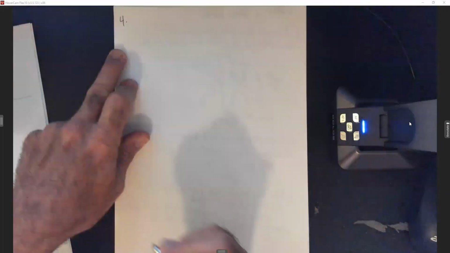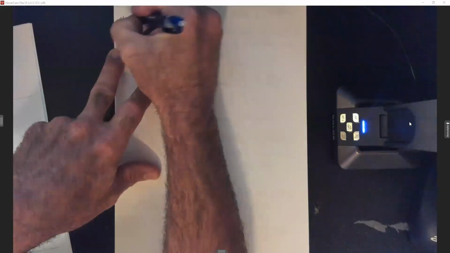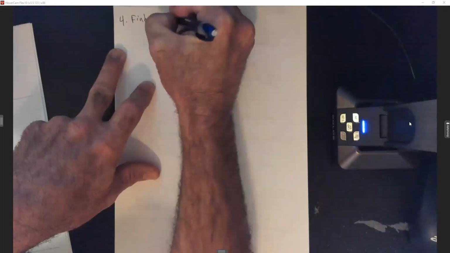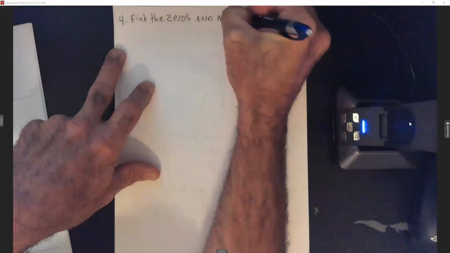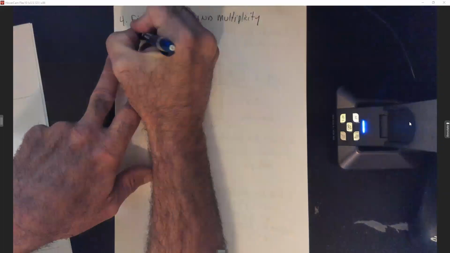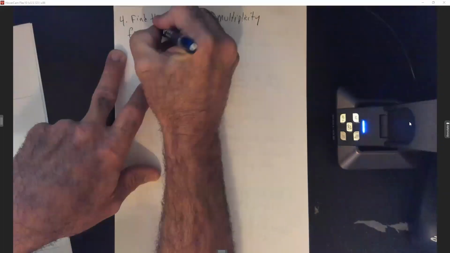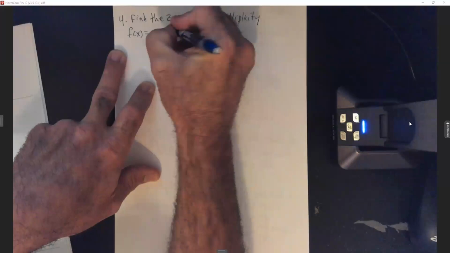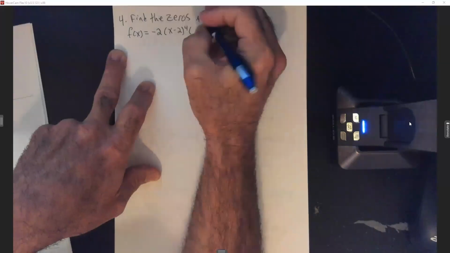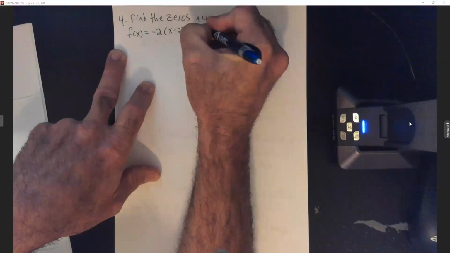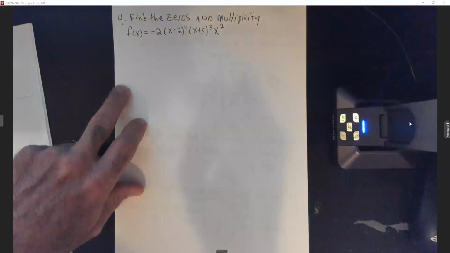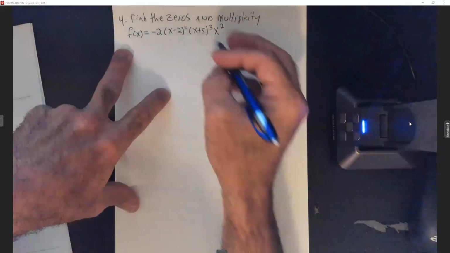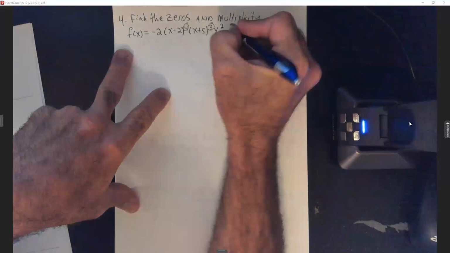All right, y'all, number 4, same thing, find the zeros and multiplicity. This time they're giving us in factored form. I got f of x equals negative 2 times x minus 2 to the 4th, x plus 5 to the 3rd, and then at the end is an x squared. So the multiplicities will be all these exponents out here, the 4, the 3, and the 2. Those will all be my multiplicities.